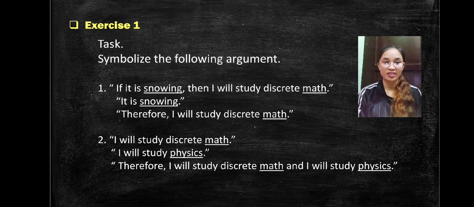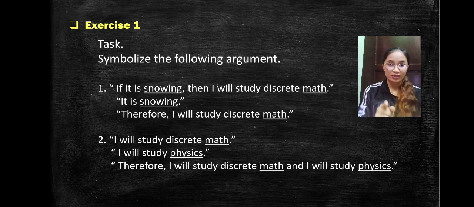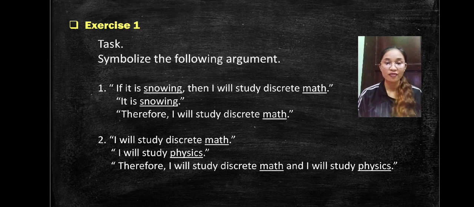So let S be if it's snowing, and M be then I will study discrete math. So S then M, S, therefore M. So it is the modus ponens of the rules of inference.